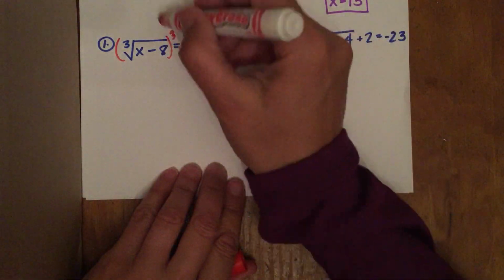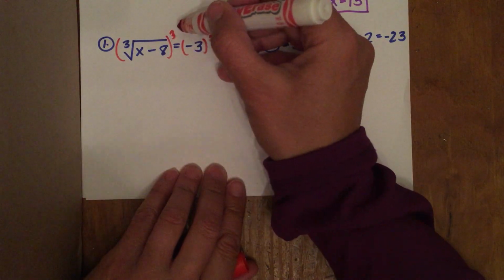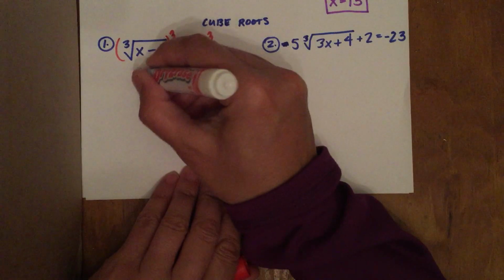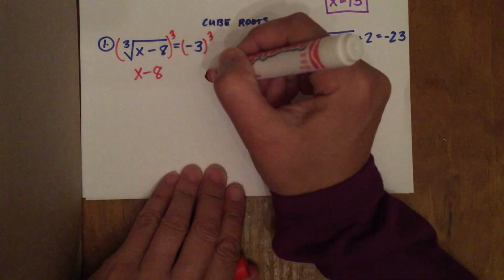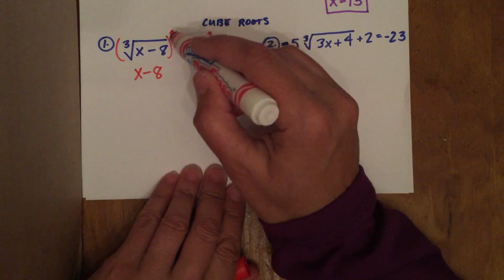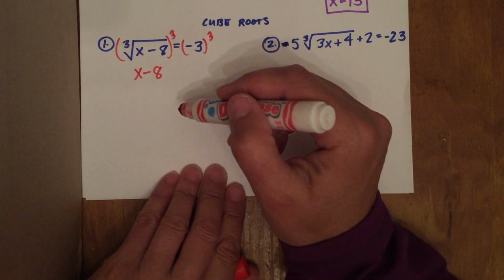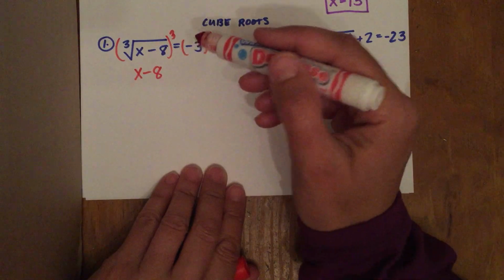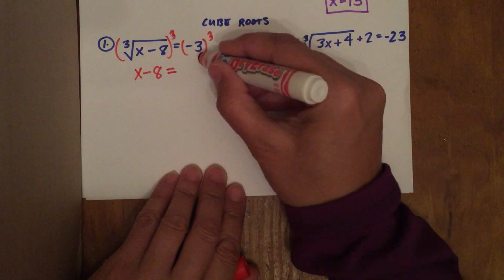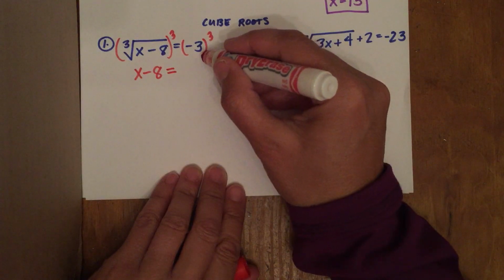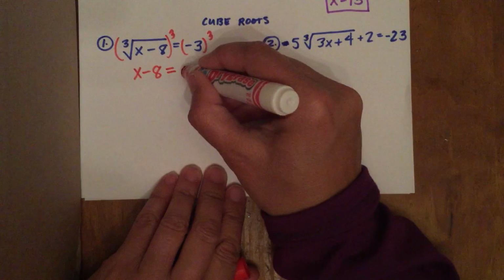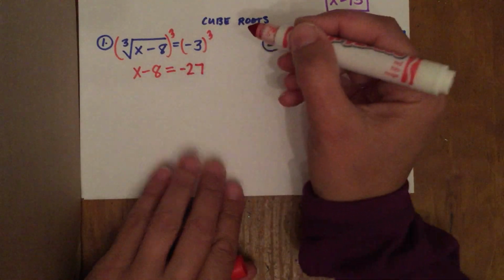When I cube both sides, again, these are inverse operations. So cube and cube root will cancel each other out. That leaves me with x minus 8. If I take the cube root of x minus 8 and I cube it, that's just going to give me x minus 8. That's like squaring a square root. They negate each other. If I cube negative 3, I get negative 3 times negative 3, which is positive 9, times negative 3, which is negative 27.